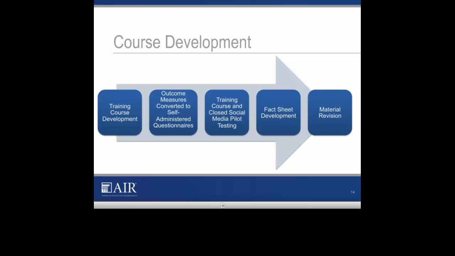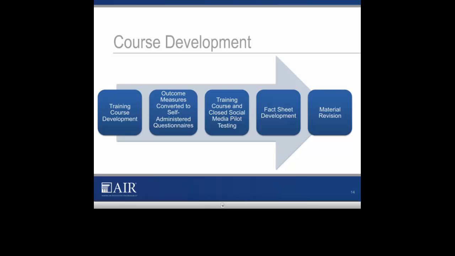And in parallel to developing the course training, we'll also be developing a social media platform. We'll be using this as a way that participants can interact and hopefully continue some of the sustainability of this course as time moves on past this grant. We'll also be developing fact sheets as accompanying materials that both users and clinicians can use as resources. And then we'll be continually revising our materials based on feedback we gain, both from the pilot as well as once the course is live.